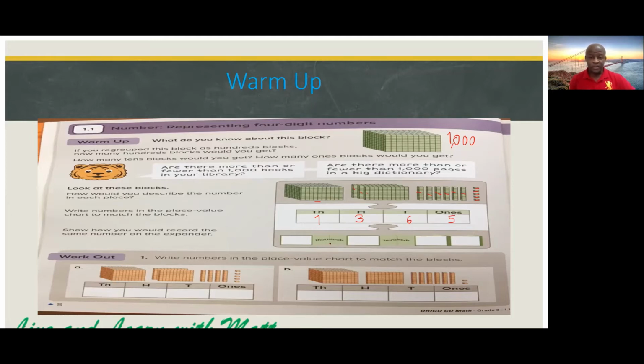So now let's write it here. This is thousands. So how many thousands? We have 1. How many hundreds? We have 300. How many tens? We have 6. And how many ones? We have 5. Place value method of writing. We have the 1,000, 300, 6 tens, and 5 ones. So we read this number to be 1,365. Again, 1,365.